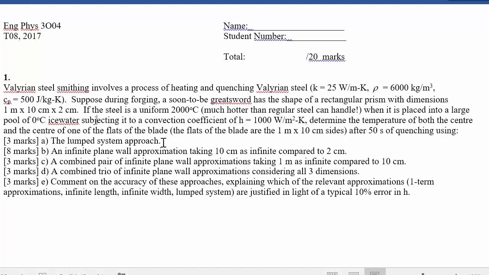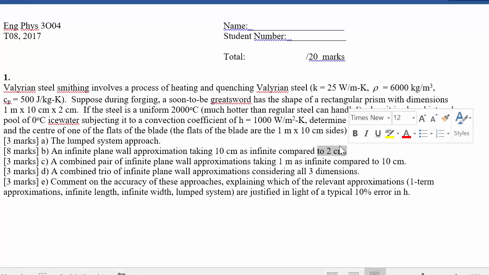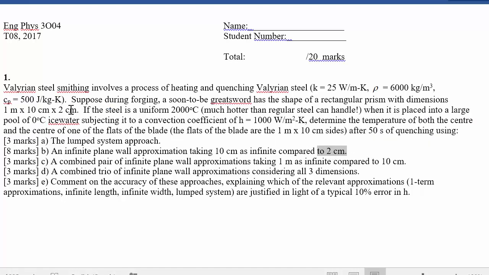After 50 seconds of quenching, using a series of different approaches. First the lumped system approach, then an infinite plane wall approximation for the thickness direction here, the 2 centimeter direction, then a pair of infinite plane walls for the width direction here, the 10 centimeters, and then a combined trio of infinite plane walls considering all 3 dimensions. Comment on the accuracy of these approaches, explaining which of the relevant approximations are justified in light of a typical 10% error in the convection coefficient. So let's start off with the lumped system approach.